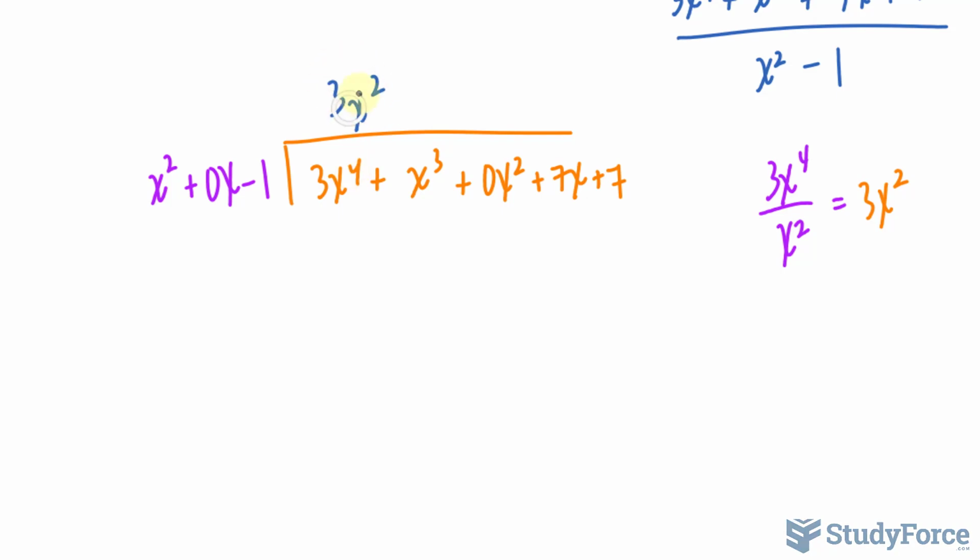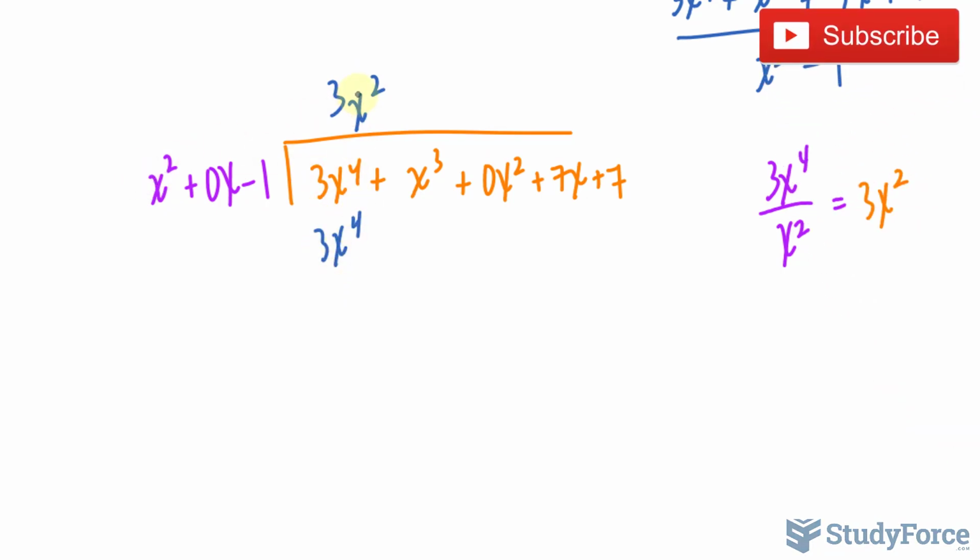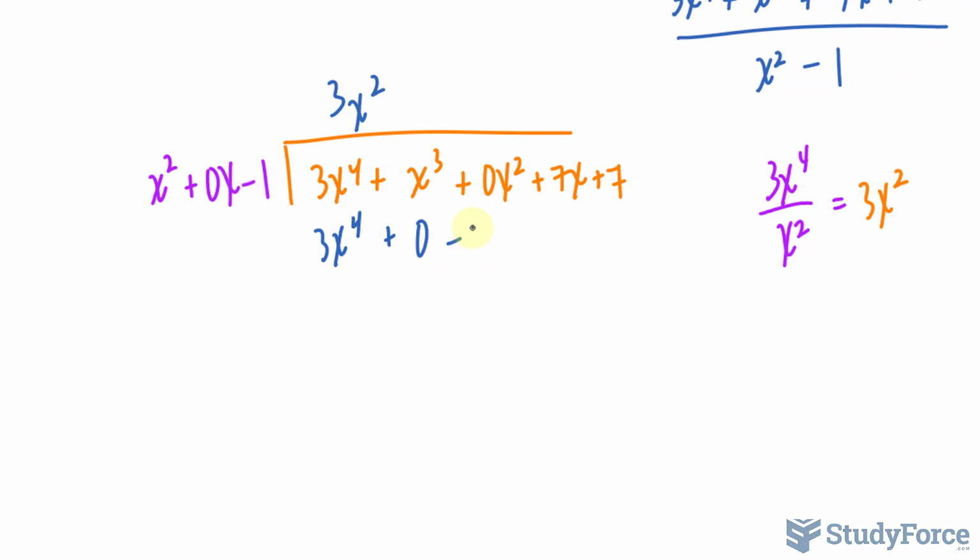Then I'll multiply this very first term in the quotient to each of these three terms. So this times that is 3x to the power of 4. This times that is 0. And this times negative 1 is negative 3x to the power of 2. What we do next is subtract each of these terms.